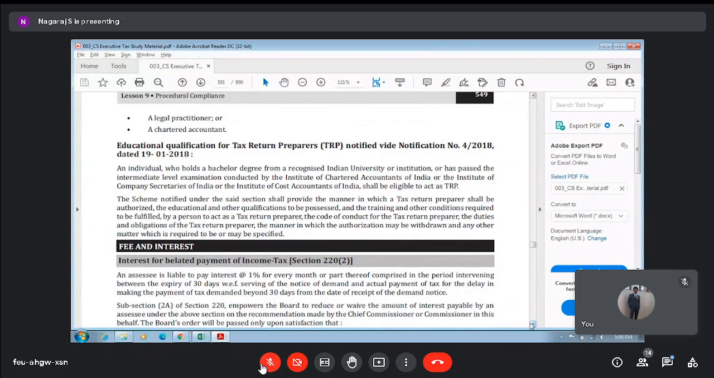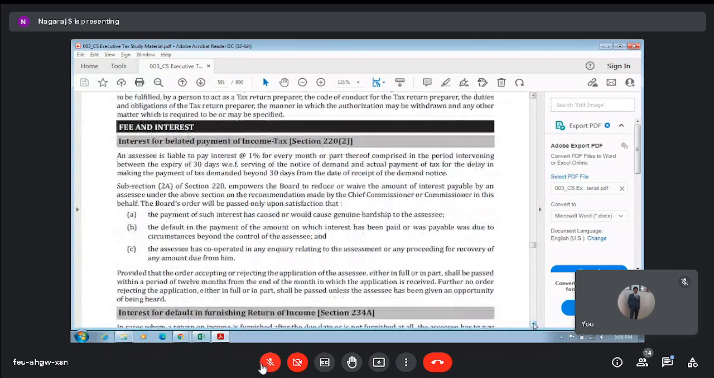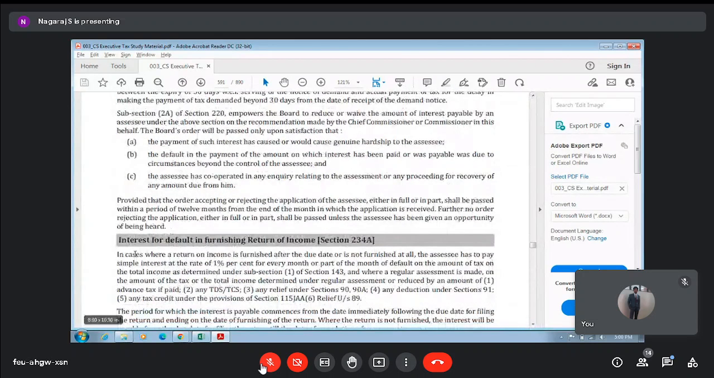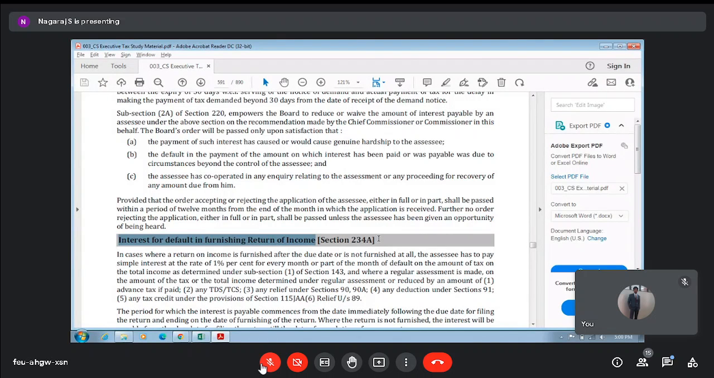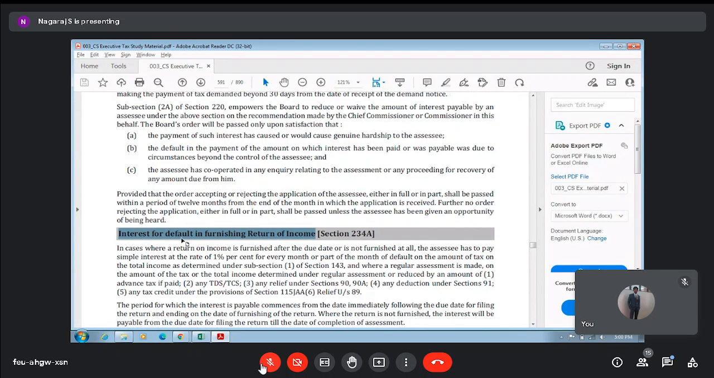Fees and interest. Mark, these things are important. 234A, 234B, 234C: three sections are for interest, and there is one more section for the late fee, 234F. This is interest for default.